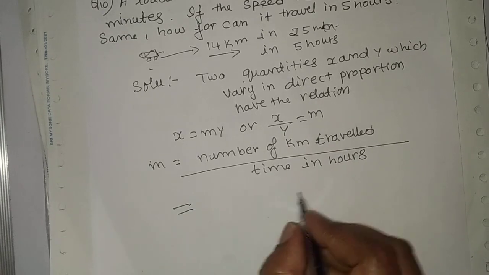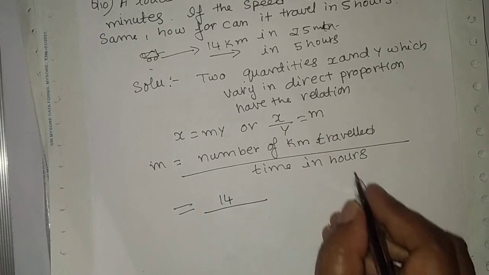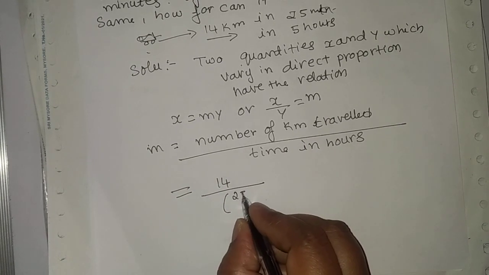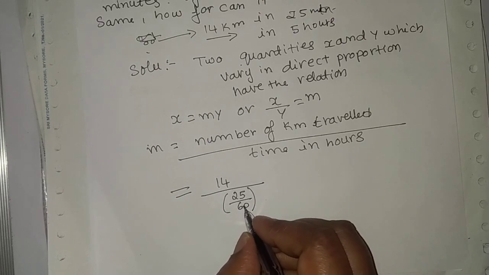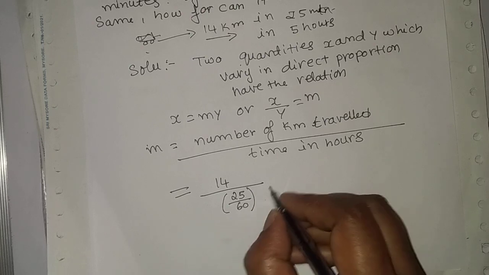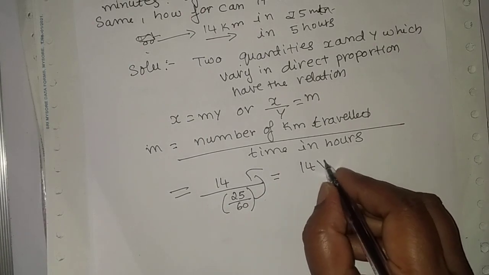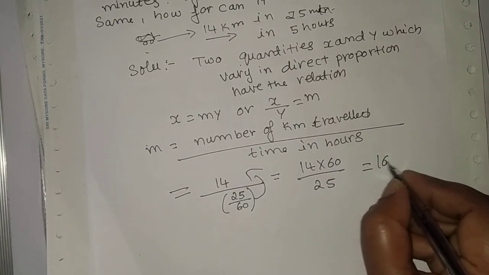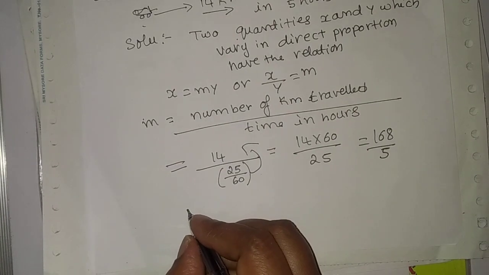Therefore, what is the number of kilometers traveled? First is 14, and time in hours means what is the time? 25 minutes by 60. Since it is in minutes, we have to divide by 60. Then 14 into 60 by 25, this will be 168 by 5.